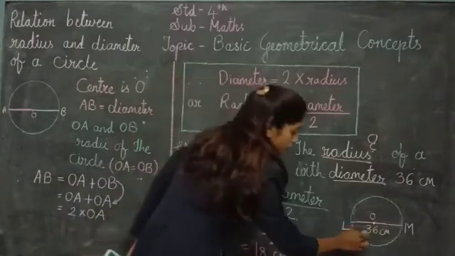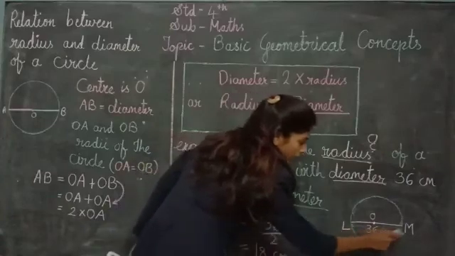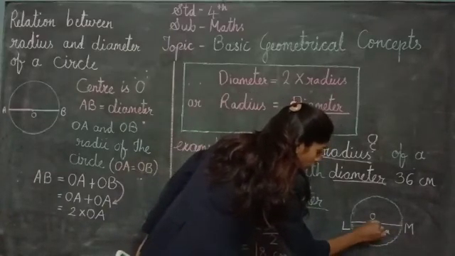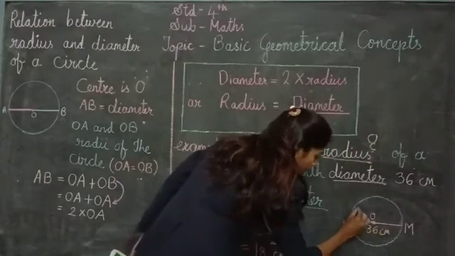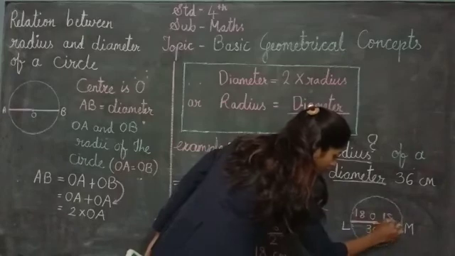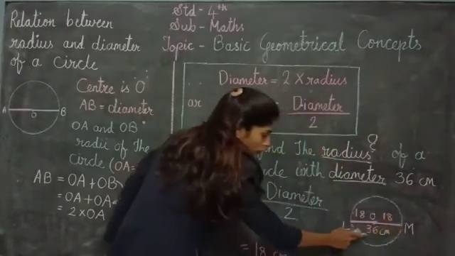You will see here, children, the total length of this diameter, this L and M, is 36 cm. So definitely this OL will become 18 and this OM will become 18. So OL plus OM is equal to 36.